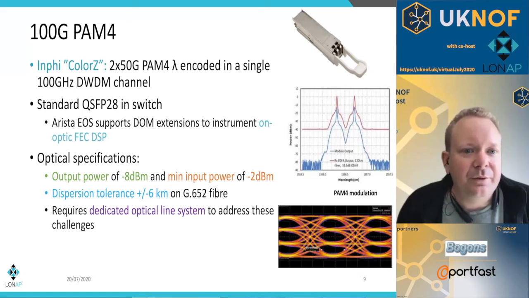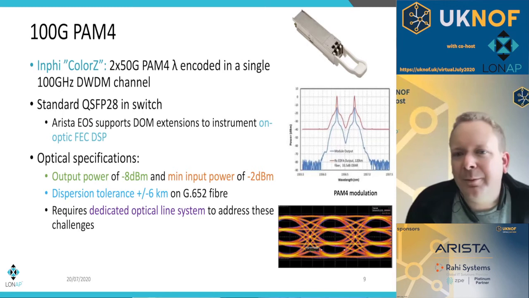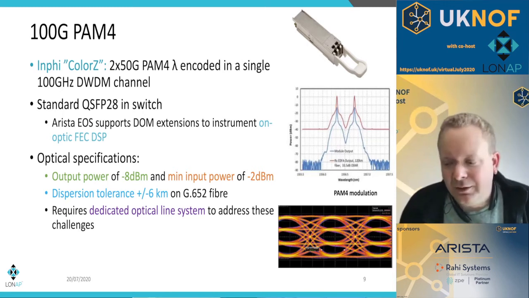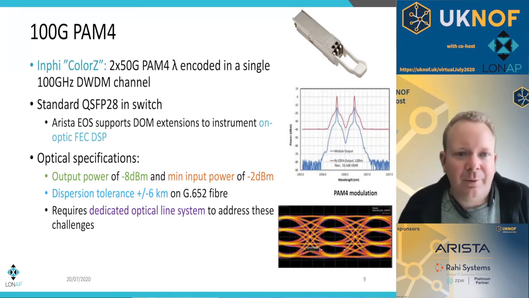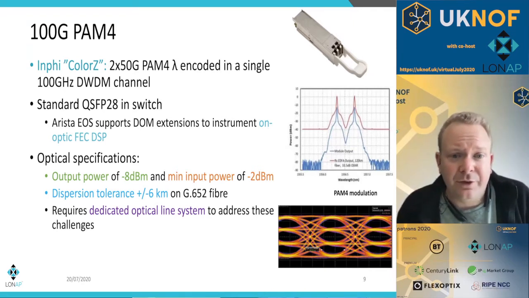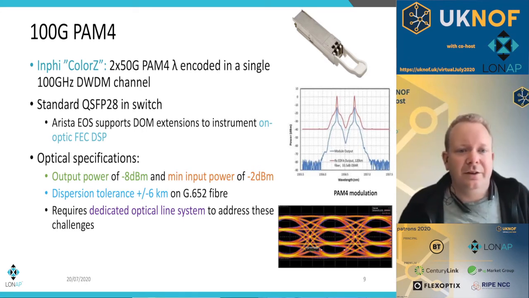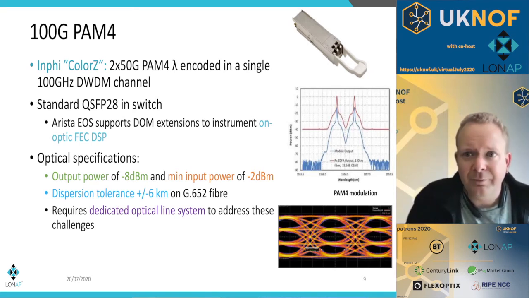What's the downside? Well, the output power of these optics is about -8 dB, with a minimum input power of -2 dB. You spot the problem? Well, we need amplification in order to make the system work. We also are quite tight on dispersion compensation. Anything more than 6 kilometers, and we need to have some dispersion compensation. So you actually need a dedicated optical line system to address these challenges.